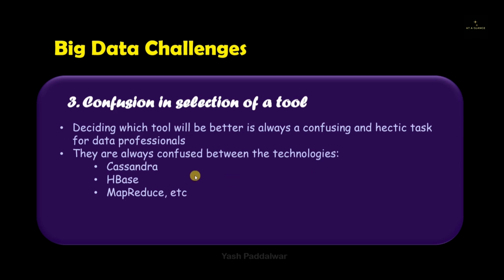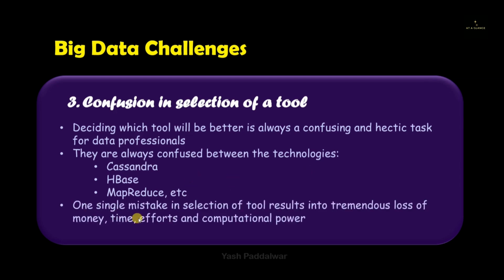Based on the randomness, availability and the size of the data, proper tools has to be selected. Now, the consequences of selection of an improper or a wrong tool can be loss of money, time, efforts and computational power. So, selection of an accurate tool is also a big challenge.